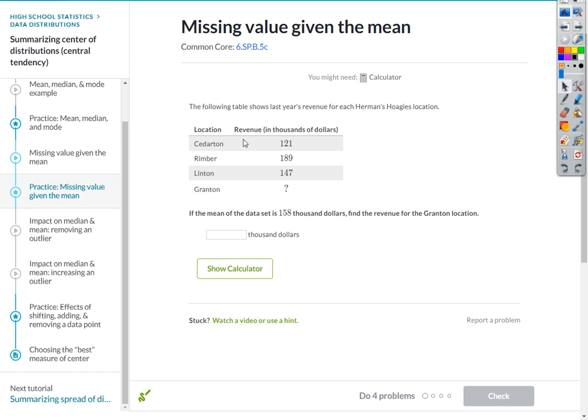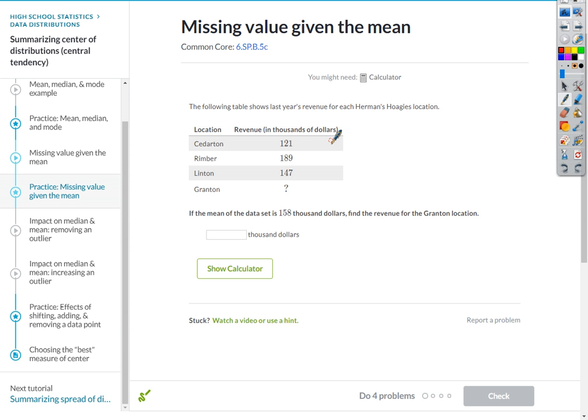So if you're given the mean and you have a missing value, how do you figure out what that is? Well, we know that the mean is just the result of taking all the numbers, adding them up, and dividing by the total amount. But if you're looking for a missing number, then the process is actually pretty straightforward. All you have to do is take the average, multiply it by the total amount.